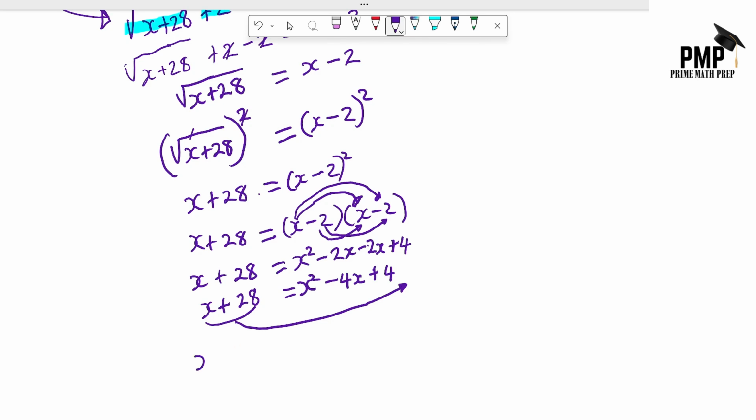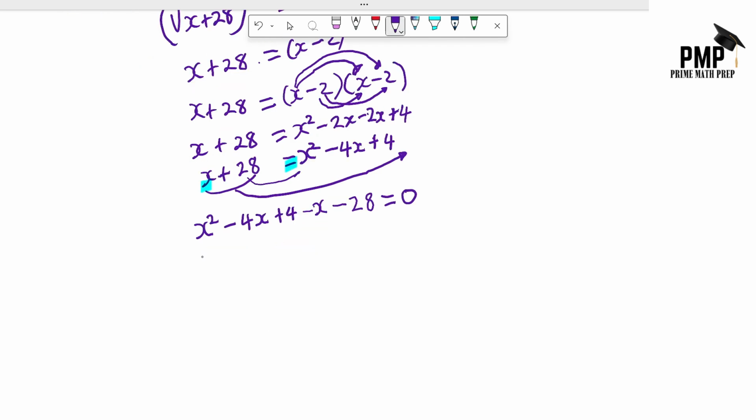This should be x squared minus 4x plus 4. When positive x crosses the equality sign, it becomes negative. Therefore, this will now be minus x. When positive 28 crosses over to the other side, it becomes negative 28. So this is minus 28, all equal to 0.